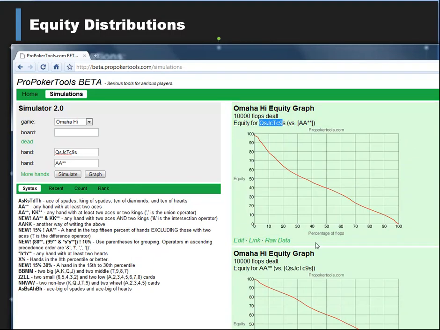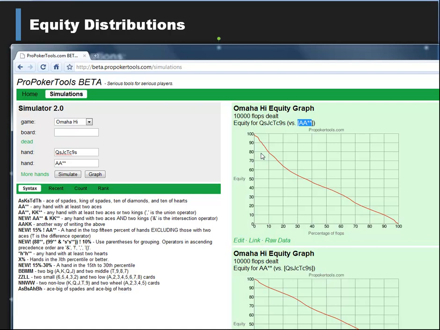So here we see the percentage of flops. Here we see the equity. And what this graph represents is basically for every point along the curve, it tells us an equity amount and the frequency with which this hand has at least that equity against this hand. And so if we go right to here, this 80% mark being right on the 10% percentage of flops, that means that 10% of the time, Queen Jack 10-9 double suited has at least 80% equity against aces.